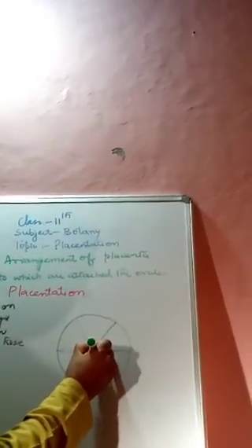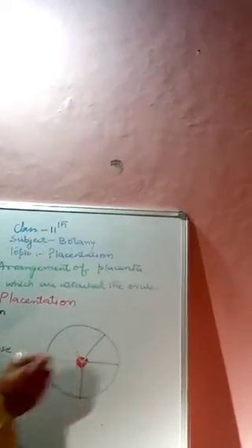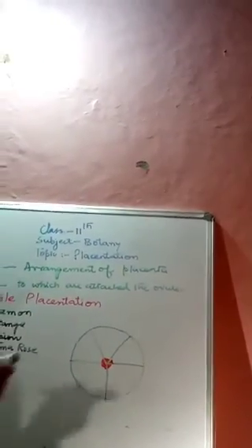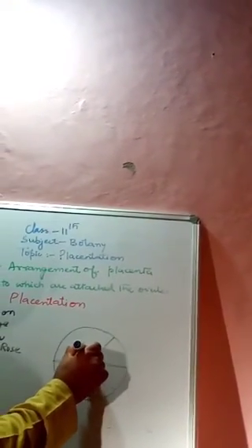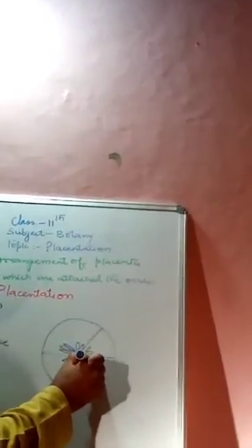Here at the axil, what we will see is that there is the placenta, there is this placenta, from which we will see the ovules arise. Now these ovules develop into the seeds.